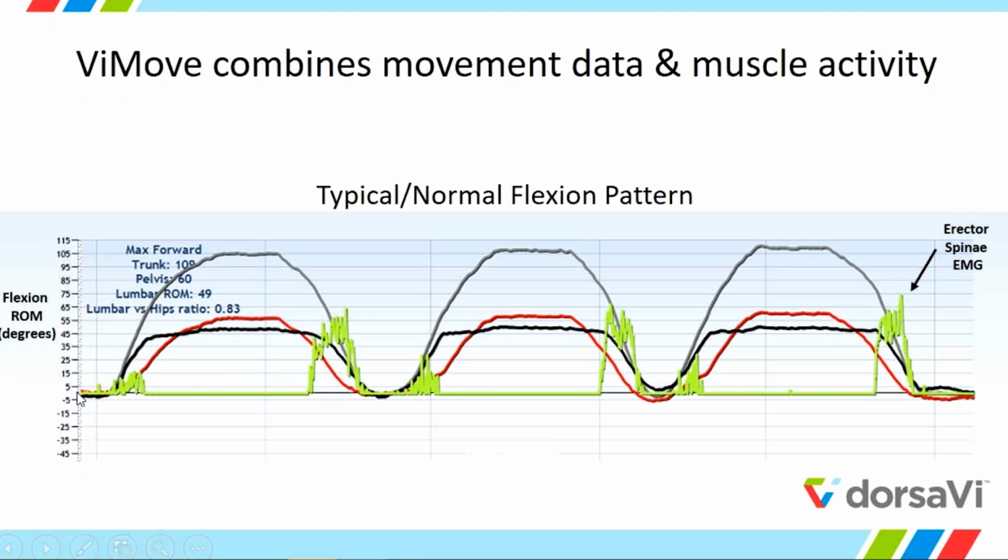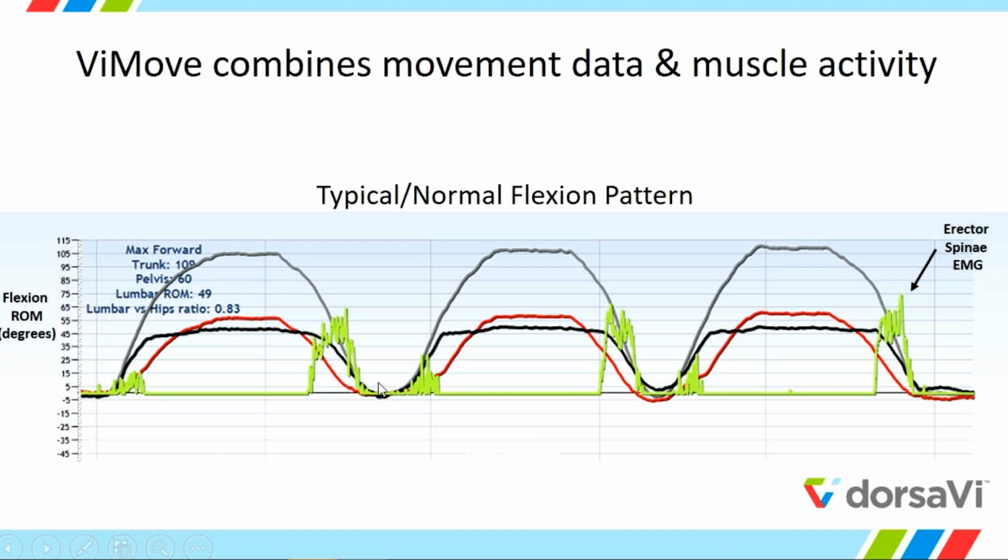So in this case, the zero line is baseline down here at the bottom. And then we have the gray line, that's the biggest arc, and that is the movement of the top sensor, or the sensor that's at the TL junction. The red line is the movement of the sacral sensor, or the pelvic sensor, that's at S2. And then the black line is the difference between those two, and that's lumbar spine motion.